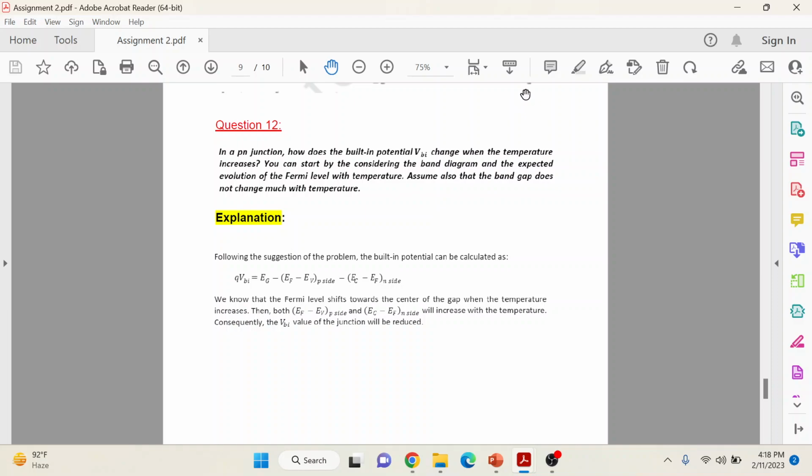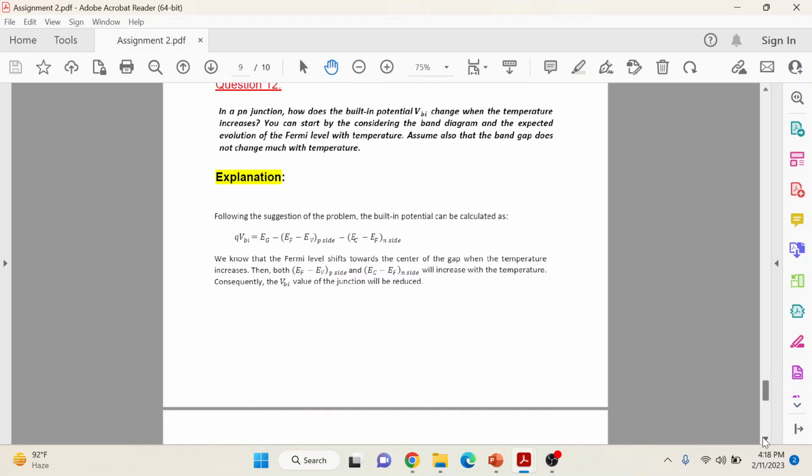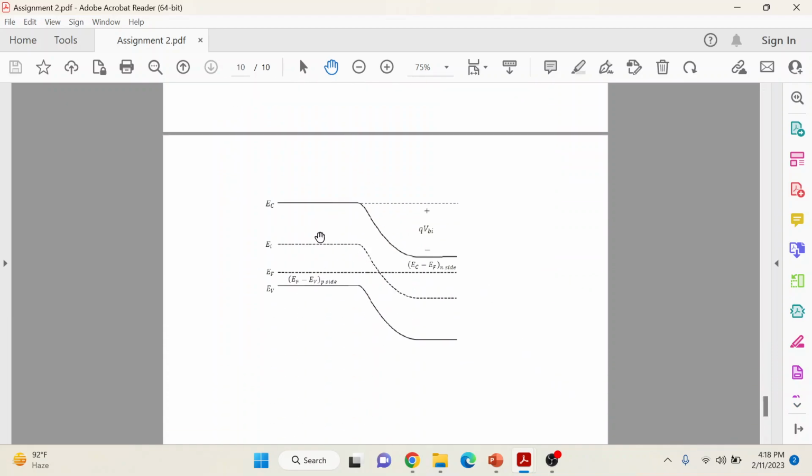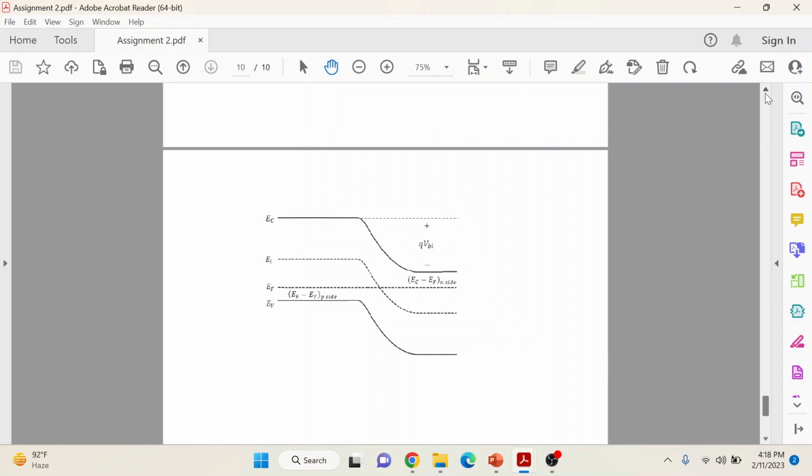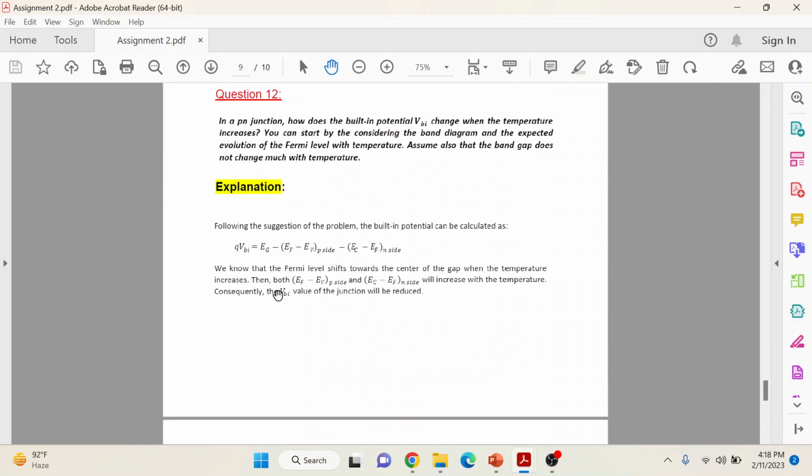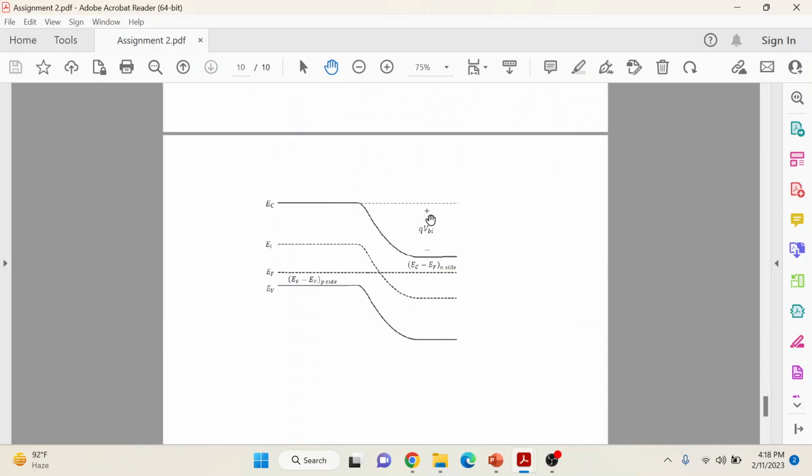Just for understanding, the Fermi level shifts towards the center of the gap when the temperature increases. So both of them, EF minus EV on the P side and EC minus EF on the N side, will increase with temperature. Consequently, the built-in value of the junction will be reduced. That means the electric field will be reduced.